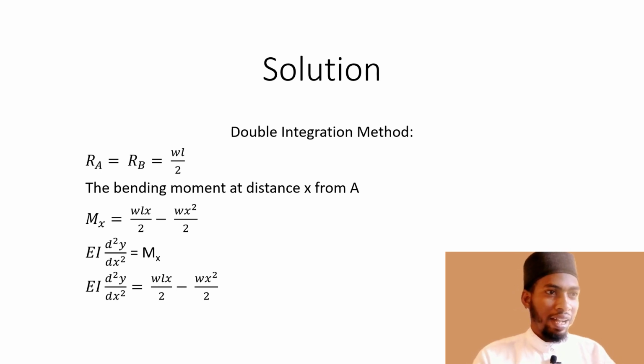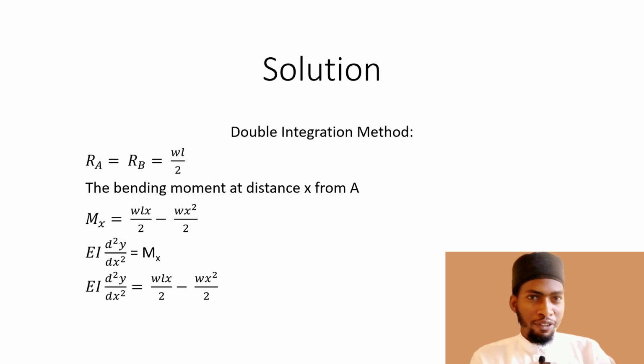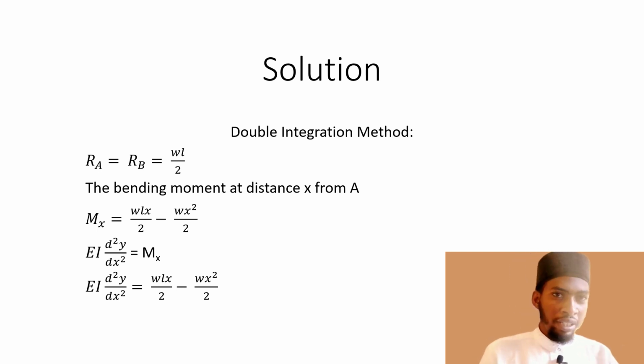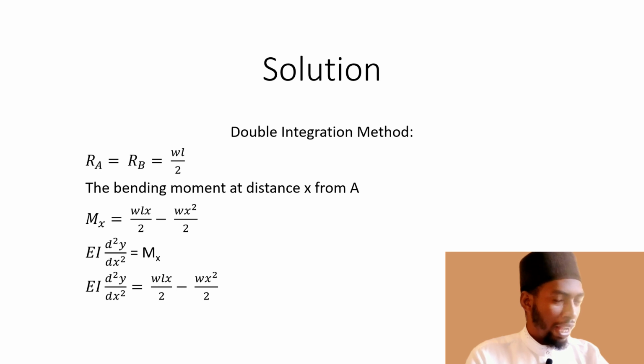Just divide the total load into 2. That's the equivalent point load, because it is a distributed load, so you have to convert it to an equivalent point load. After conversion, divide it into 2, so that RA, that is support at A, carries half of the equivalent point load, and support at B carries the remaining half. So in this case, we have RA equal to RB, which is equal to WL over 2.